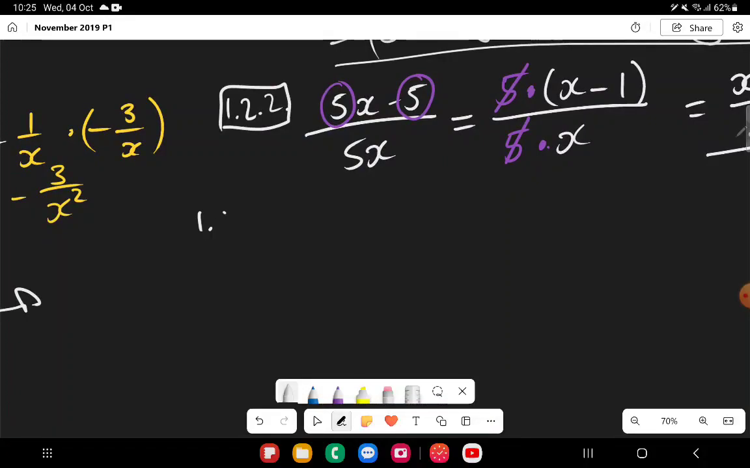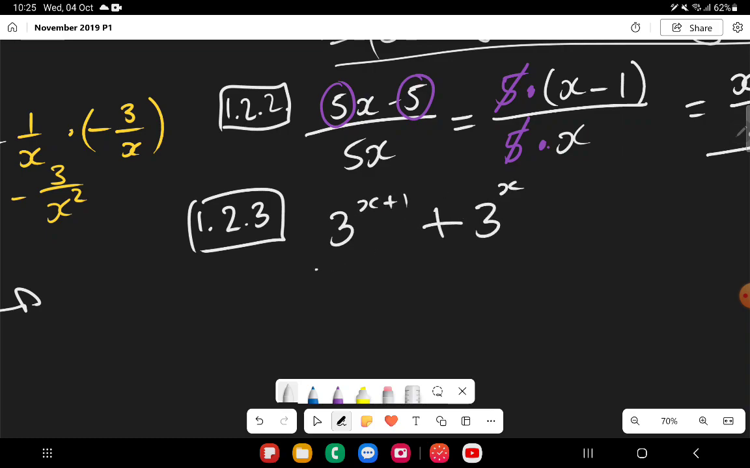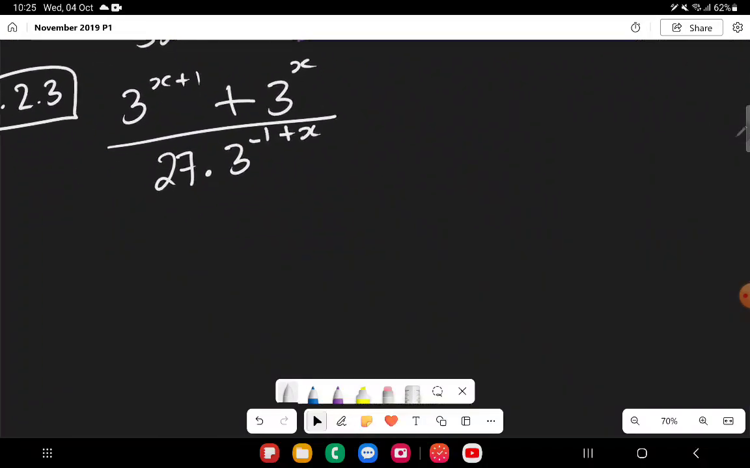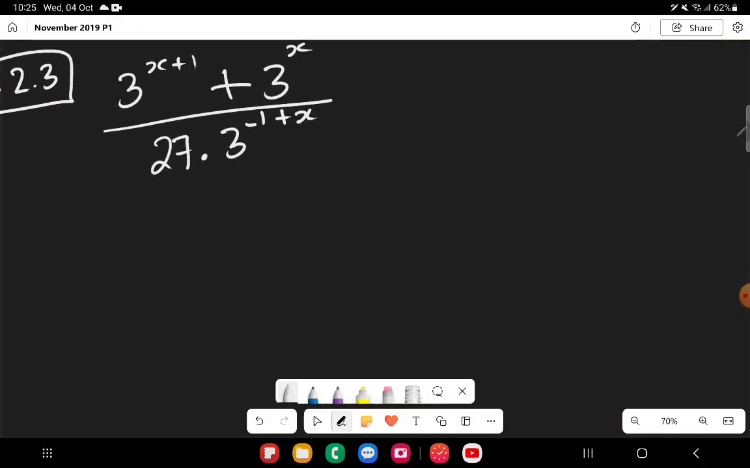And then question 1.2.3 says you have 3 to the power of x plus 1, plus 3 to the power of x, divided by 27 multiplied by 3 to the power of minus 1 plus x. What do we see? We see we have exponents that are variables, so we're going for the same base, different exponents. So let's start. We're going to use the base of 3. So this we are going to convert, 3 times 3 is 9, 9 times 3 is 27. So this is 3 to the power of 3.